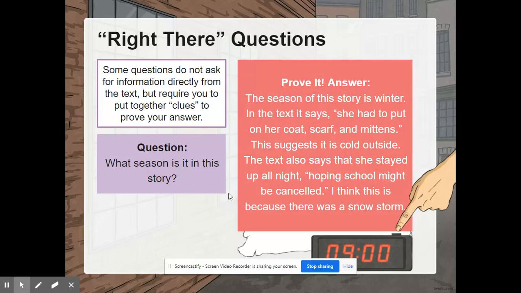So using text evidence, we can prove that this was during winter time. The text said she had to put on her coat, scarf, and mittens. Well, that would suggest that it's cold outside. The text also says that she stayed up all night hoping that school might be canceled, and I think this is because there was a snowstorm.